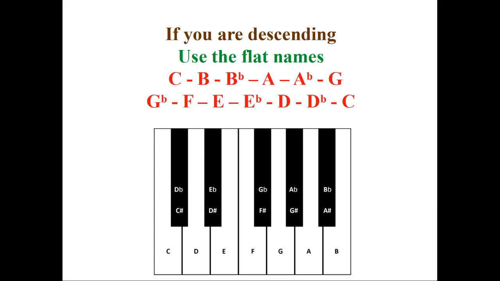If you are descending, or going down, or to the left on the piano keyboard, then you would use the flat names. So you'd start with the note that's to the right of the little keyboard that I've written, C, and then you'd move onto the keyboard, B, semitone down, B flat, A, A flat, G, G flat, F, E, E flat, D, D flat, C. Does that make sense?